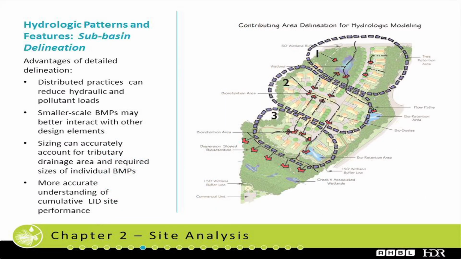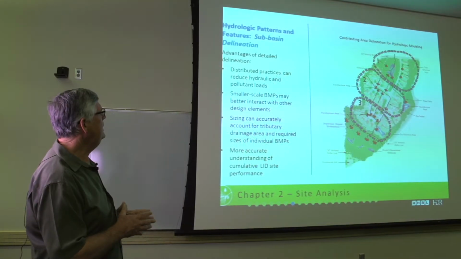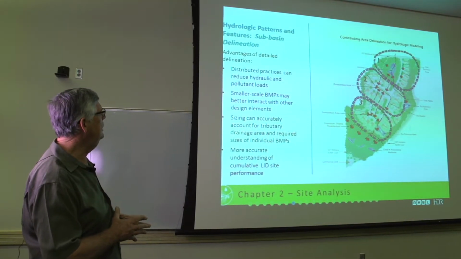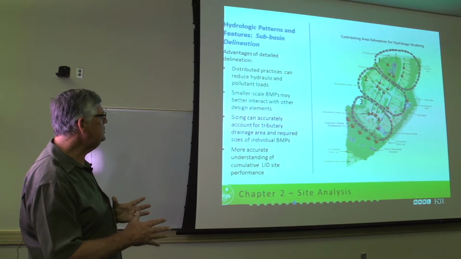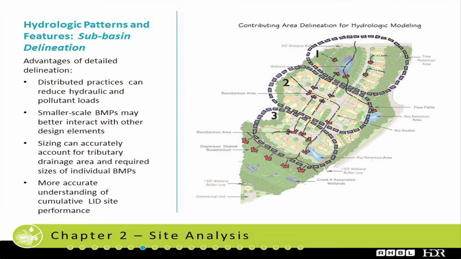Hydrologic patterns and features, we tend to want to think about subbasin delineation. The advantages of detailed delineation: what we're trying to do is look to achieve distributed practices that can reduce hydraulic and pollutant loads. We try to identify a distribution of smaller scale BMPs to better interact with other design elements.